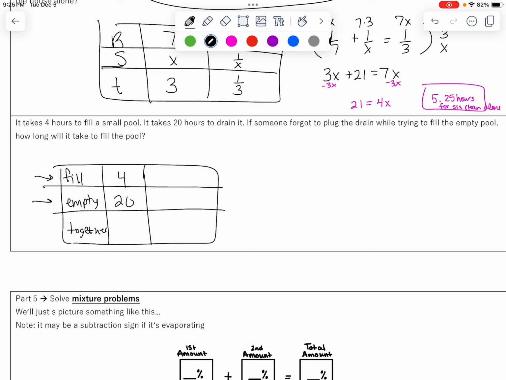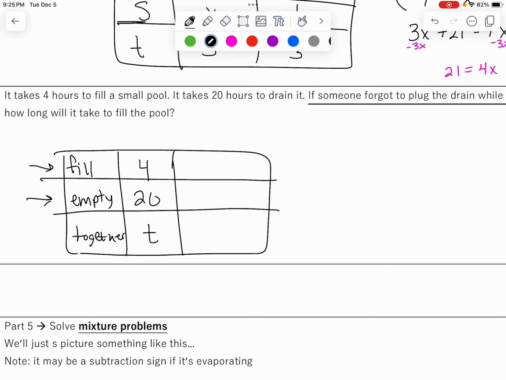1 over... we don't know. Just T. Now, can you read that sentence? It says they forgot to plug the drain. So, in other words, it's emptying and it's filling. That's together. What do you think the filling fraction would be?